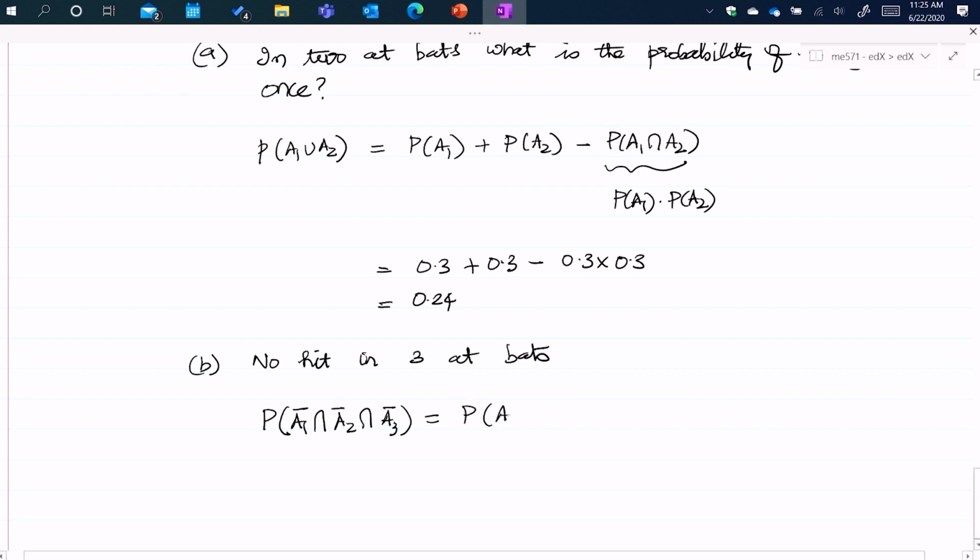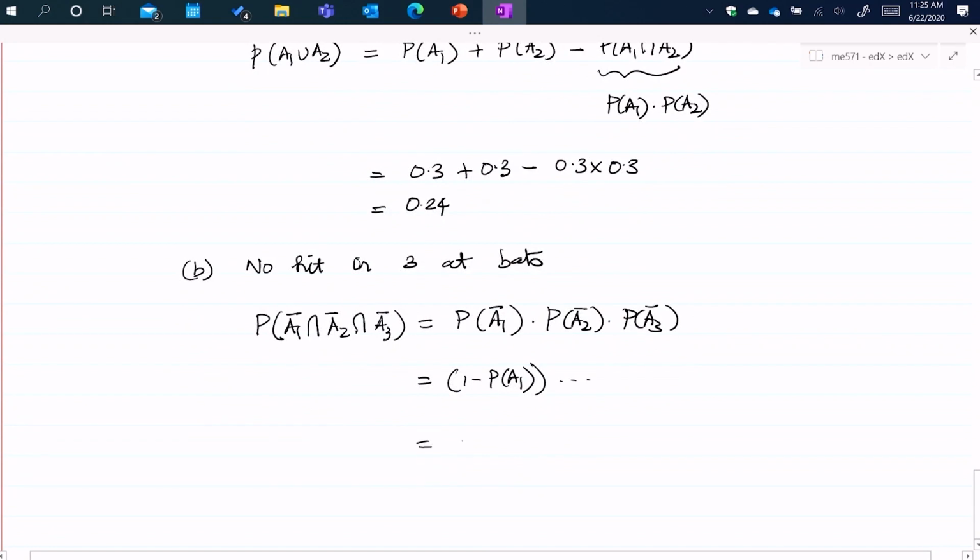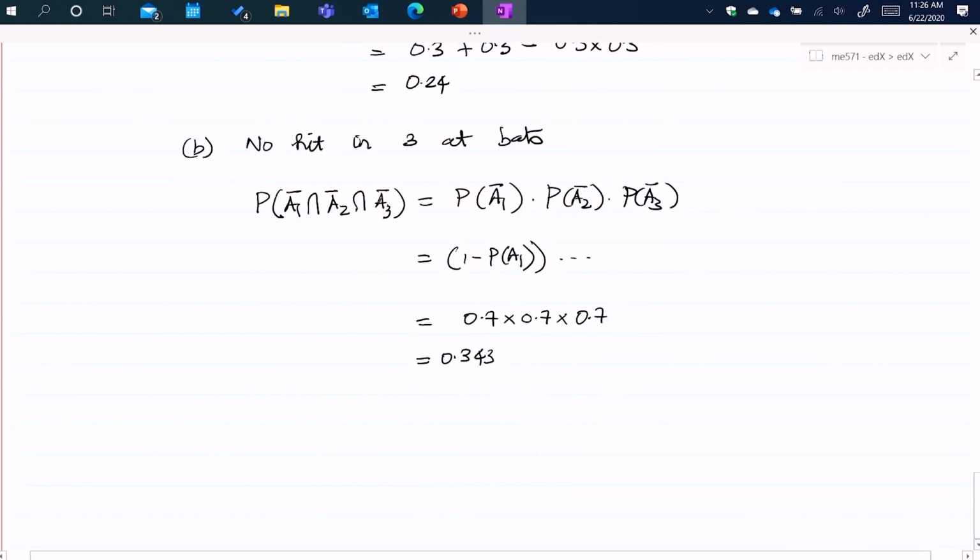Therefore, we can write this as probability of A1 complement times probability of A2 complement times probability of A3 complement. Each of these is 1 minus probability of A1, and so on. So we can write this as 0.7 times 0.7 times 0.7, which is equal to 0.343. That's the probability that the player would not hit in 3 at-bats.